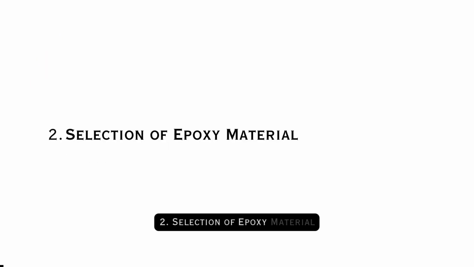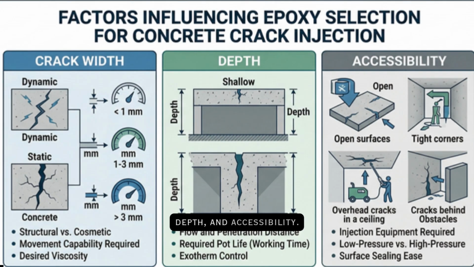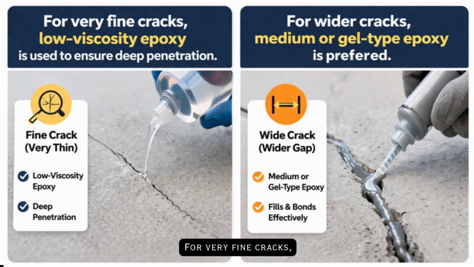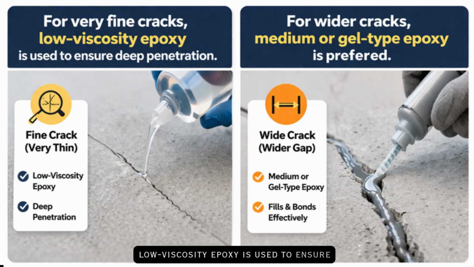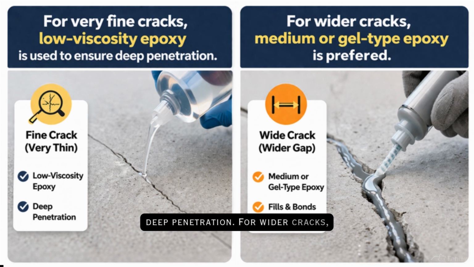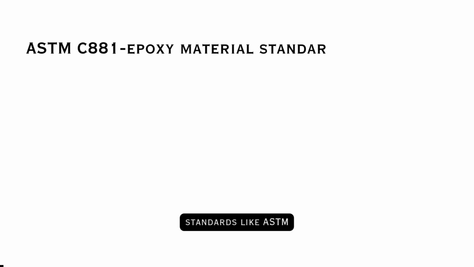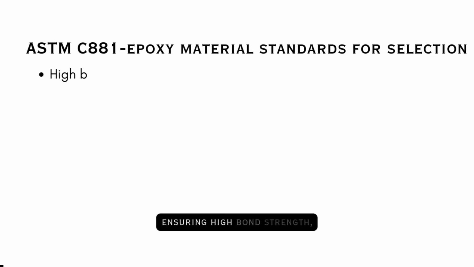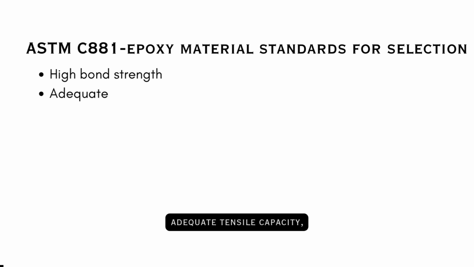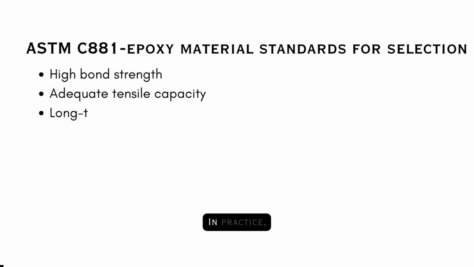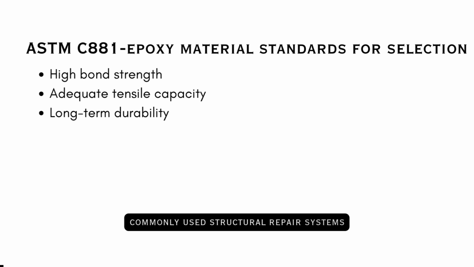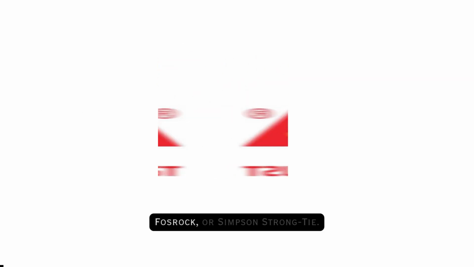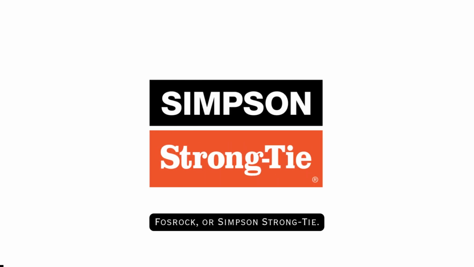2. Selection of epoxy material. Epoxy selection depends on crack width, depth, and accessibility. For very fine cracks, low-viscosity epoxy is used to ensure deep penetration. For wider cracks, medium or gel-type epoxy is preferred. These materials are typically selected to meet standards like ASTM C881, ensuring high bond strength, adequate tensile capacity, and long-term durability. In practice, commonly used structural repair systems include products from Sika, Fosroc, or Simpson Strong-Tie.